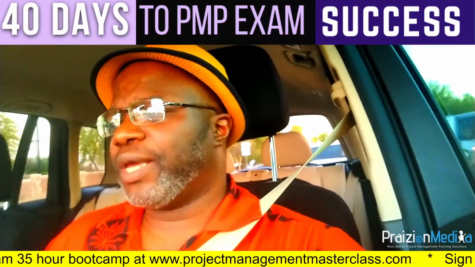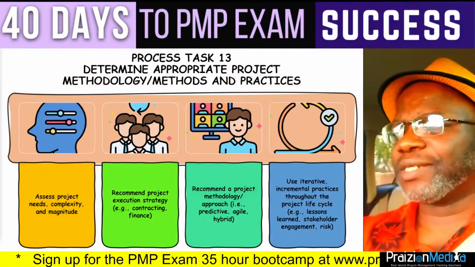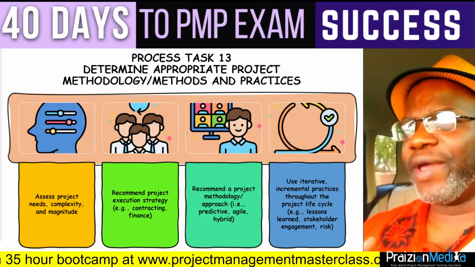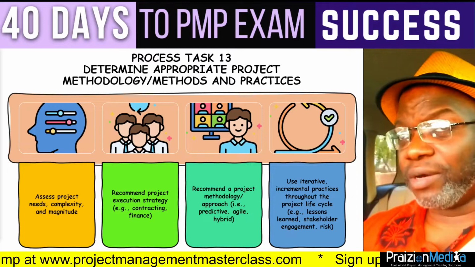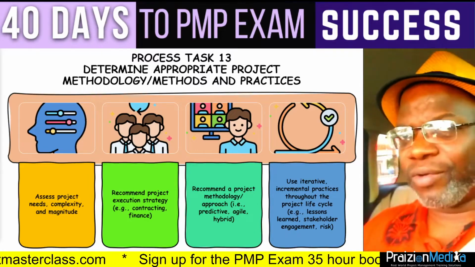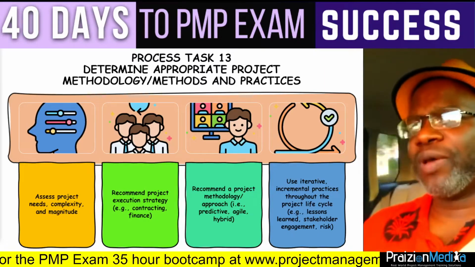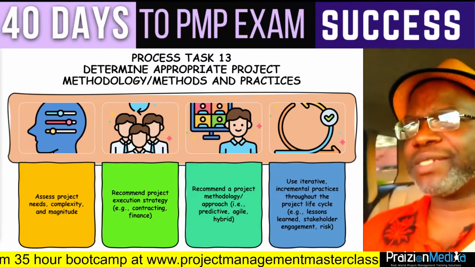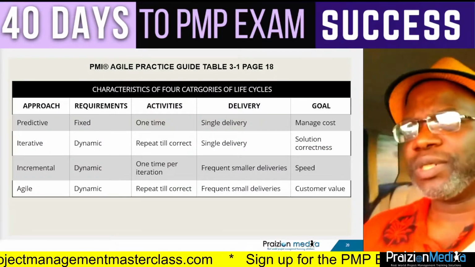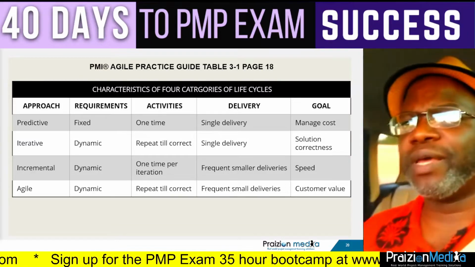All right, and the next one says use iterative incremental practices throughout the project lifecycle. That is lessons learned, stakeholder engagement, and risk. So all they're saying is, where possible, where necessary, deliver incrementally, but plan in iterations. That's all it's saying. All right, so you can plan in iterations, you can execute in iterations, and you can deliver in increments. Because you do know, if you take a look at page 18 and 19 in the Agile Practice Guide, what you're going to realize really quick is that an iterative approach does not necessarily mean that you are delivering in increments. You do know that there is a difference between iterative and incremental.